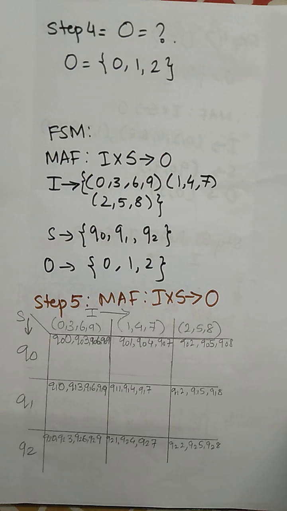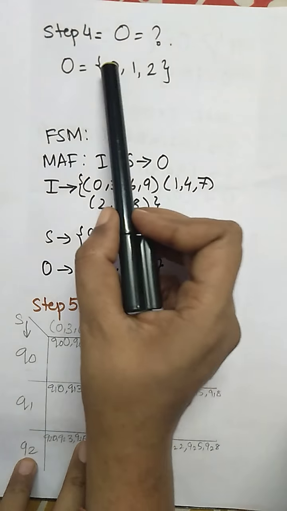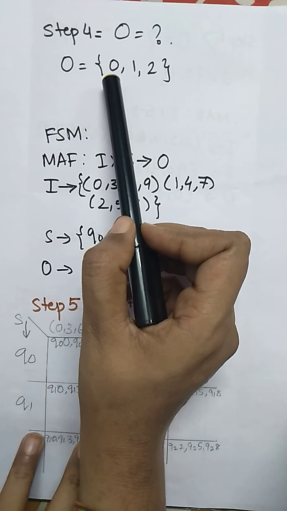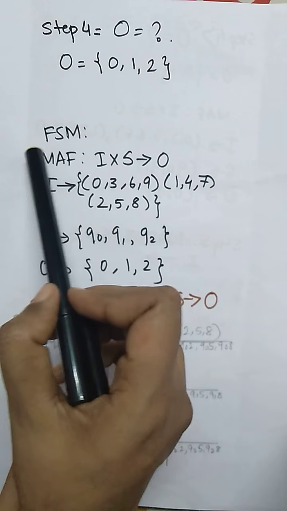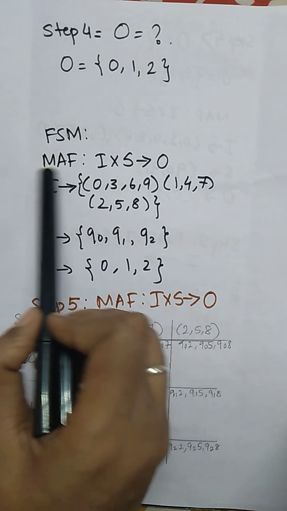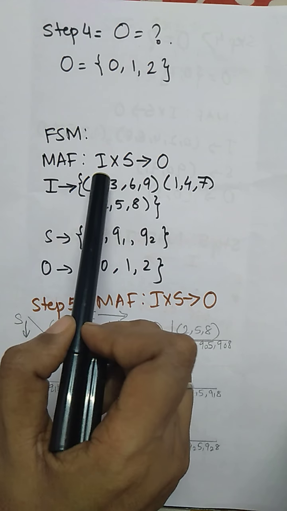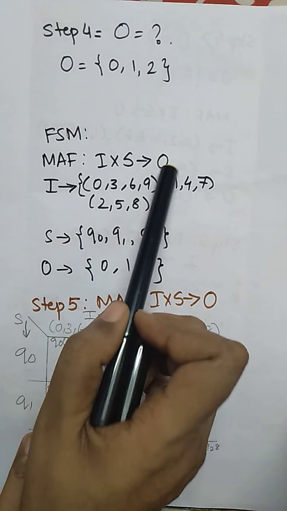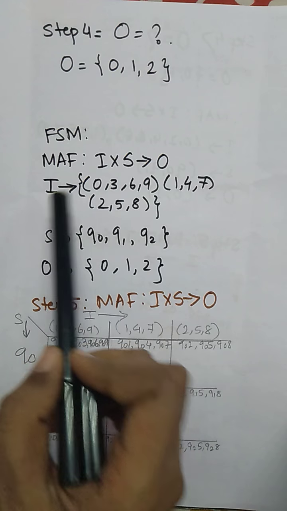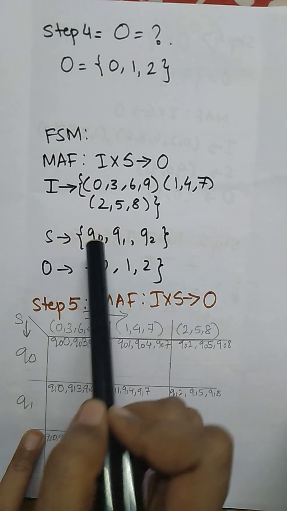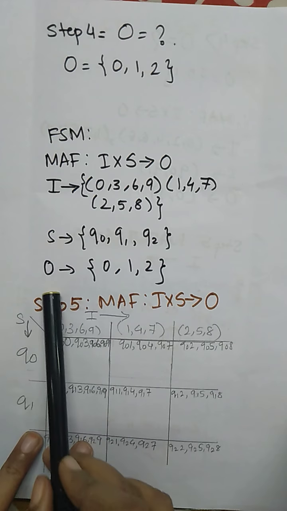The next step is: what will be O. From our previous discussion, the remainders will be either 0, 1 or 2. So their outputs will be 0, 1 and 2. Now for designing the FSM, we should have whatever is required: I, S and O. Now we have all these ready in our hands: I in the 3 sets, S as Q0, Q1, Q2 and O as 0, 1, 2.